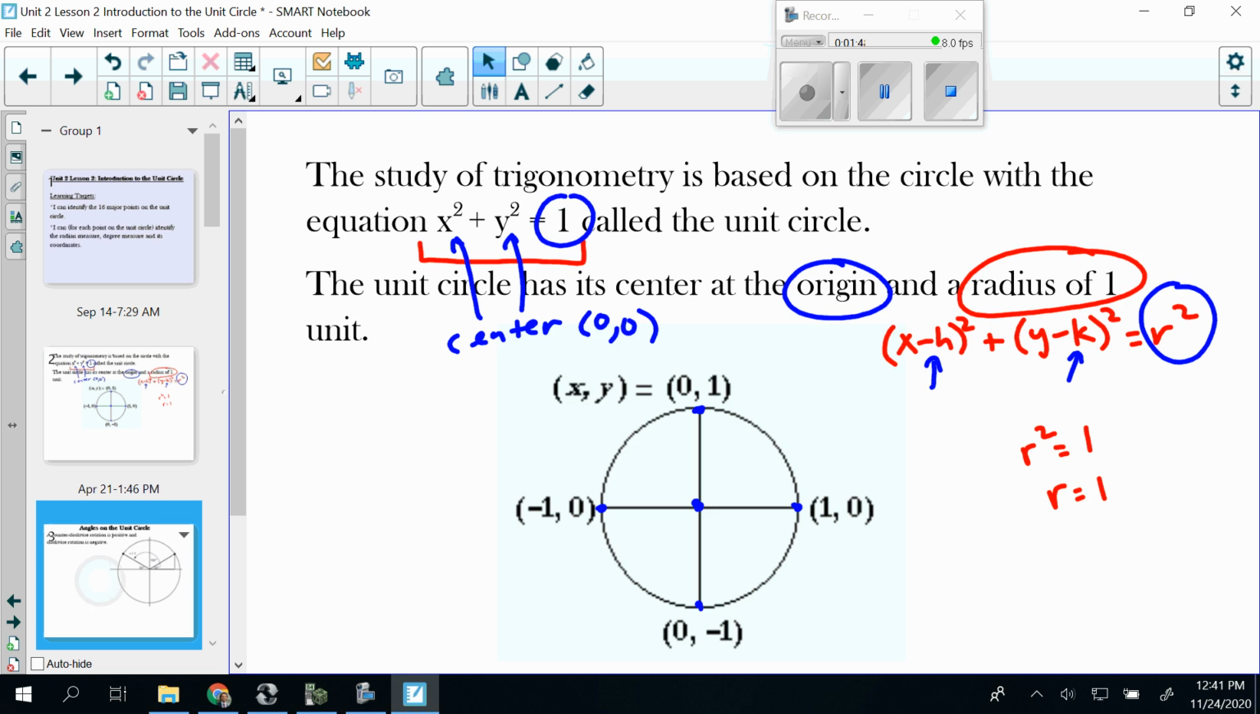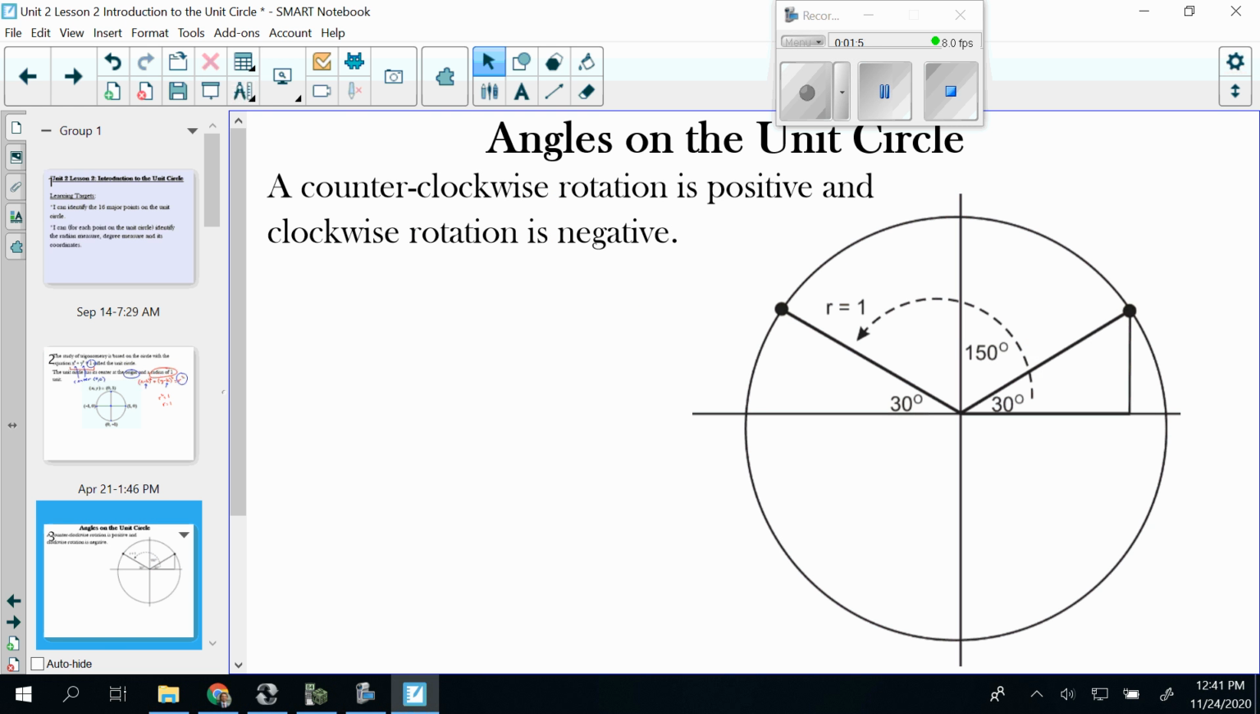When we talk about the unit circle, angles are always going to be measured counterclockwise from the positive x-axis. So this line, the positive x-axis, is considered 0 degrees. If you wanted to measure 30 degrees, we'd move in a rotation that is counterclockwise, not the way the clock spins, but the other way. So this angle created right here would be 30 degrees.